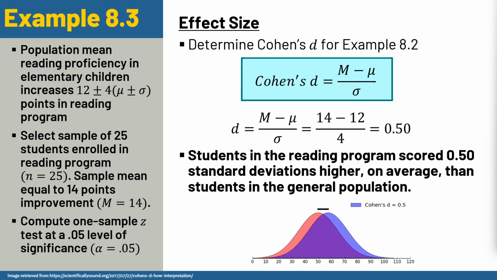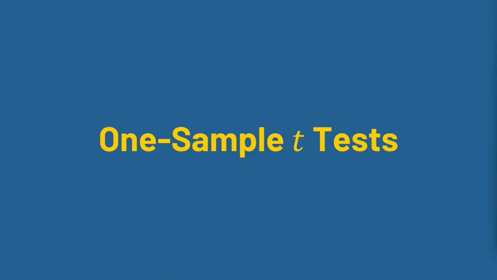And so in other words, the distribution looks like this, right? Or that's roughly what a Cohen's d of 0.5 looks like. And so in other words, students in the reading program scored 0.5 standard deviations higher on average than students in the general population, right? So that's essentially summarizing what we found in this study using that one statistic, Cohen's d. And that representing then the overall distributions and how much they overlap.